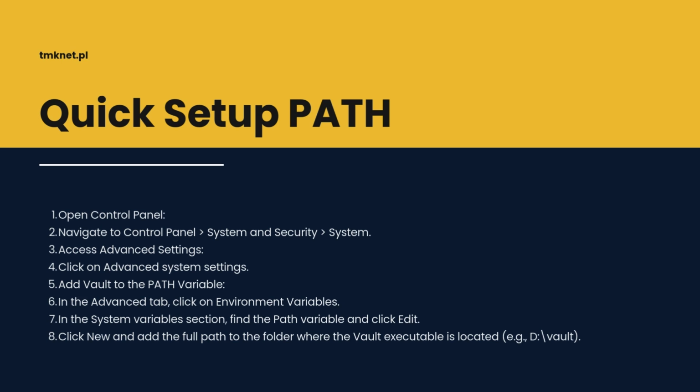In the System Variables section, find the path variable and click Edit. 5. Add a new path. Click New and add the full path to the folder where the Vault executable is located, e.g., d:/Vault. In my case, Vault is located on the D drive, but it might be in a different location for you.